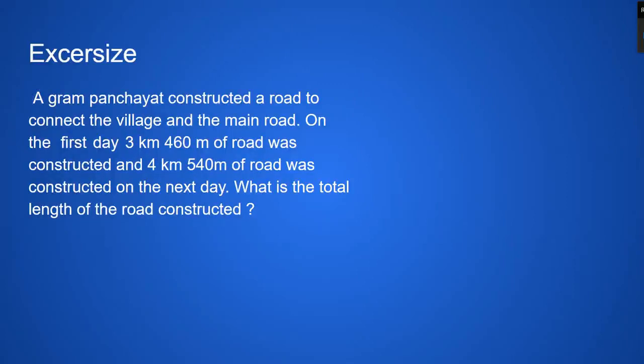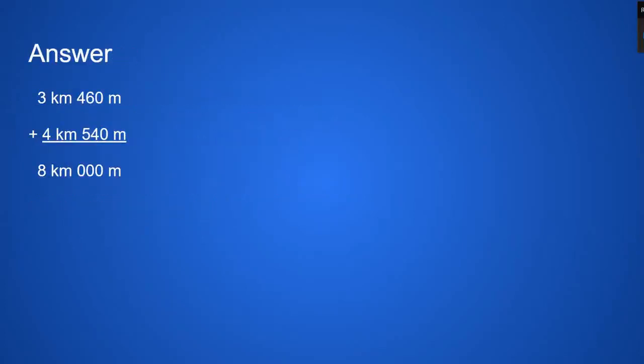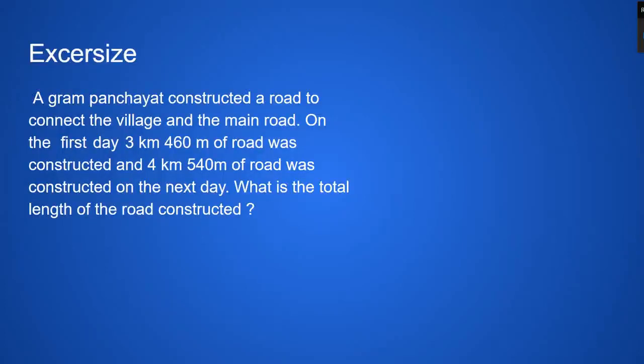The first day, 3 kilometers, 460 meters. Second day, 4 kilometers, 540 meters of road. Okay, what was the total length constructed? Okay, I'll give you some time to calculate, do some math. You can use a paper, you know. I'm not gonna wait for you. You have to pause the video. So I'll give you time. 3, 2, 1. Here's the answer.